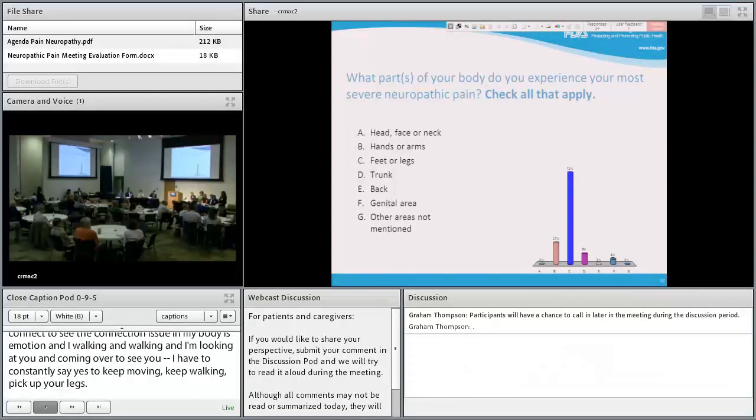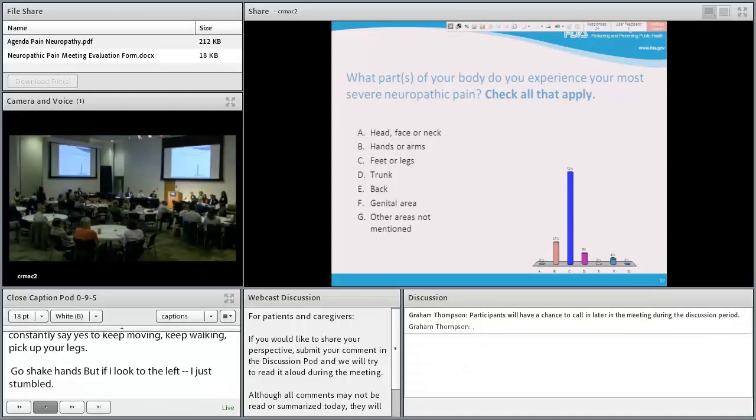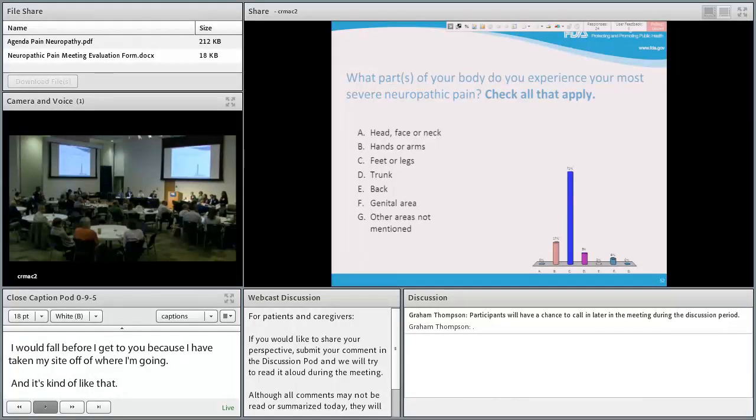I would fall before I get to you because I've taken my sight off of where I'm going, and it's kind of like that. So the balance issue is tied into focus, concentration, lift your feet, move your arms, go in one direction. Don't try to do something else while you're going over there because you just lose balance.